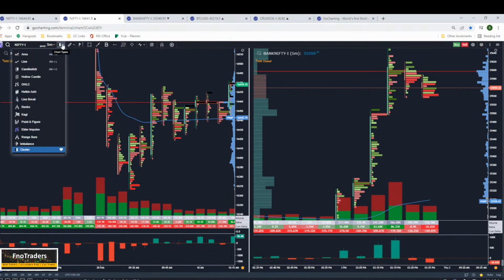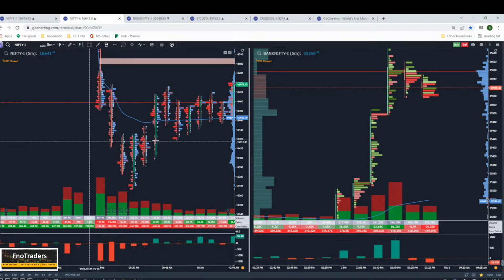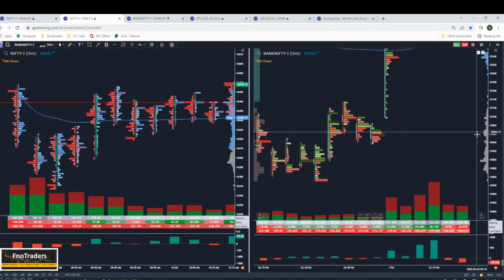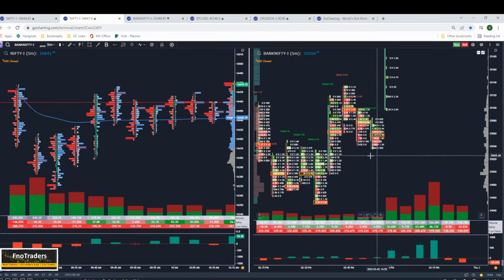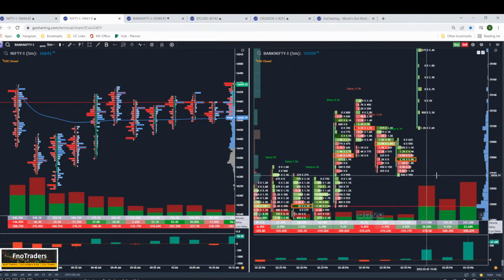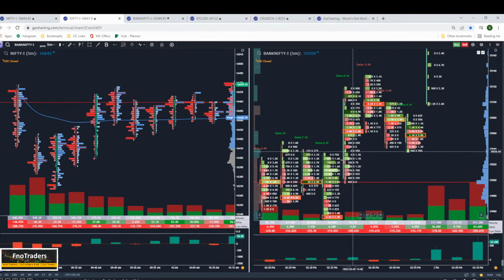You go and select between imbalance and cluster. Personally I've just got used to the cluster, so I use the cluster. In the cluster chart, what you see is basically the bid and the ask. On the left side is the bid, which is the sellers, and the right side is the buyers, the aggressive buyers. Think of it that way.